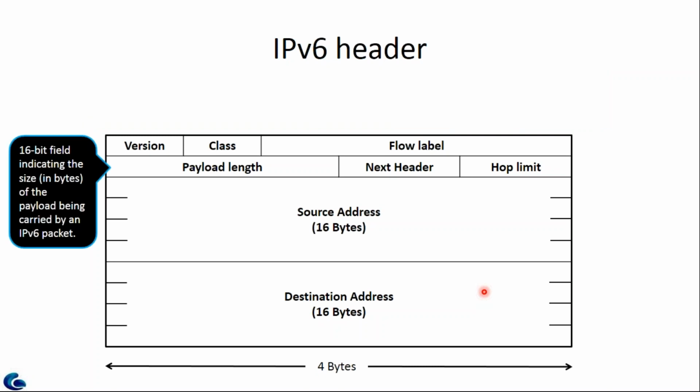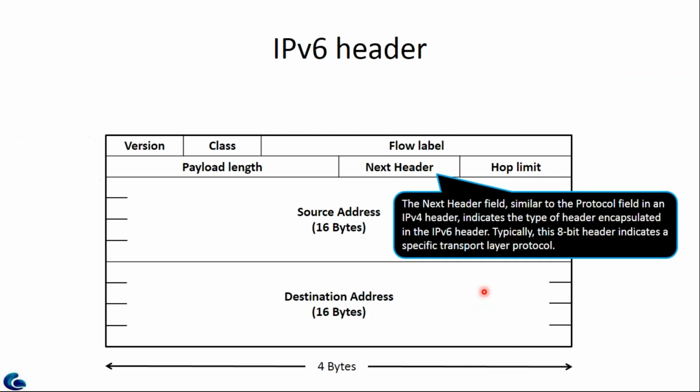Payload length indicates the payload being carried by the IPv6 packet, the user data. The next header field, similar to the protocol field in an IPv4 header, indicates the type of header encapsulated in the IPv6 header. So what is the application level? Typically it's an 8-bit field that indicates a specific transport layer protocol.